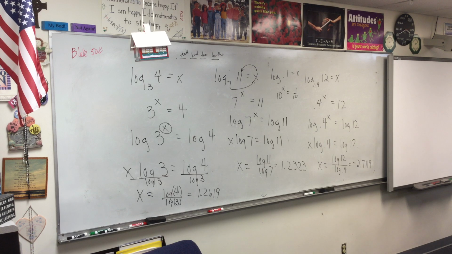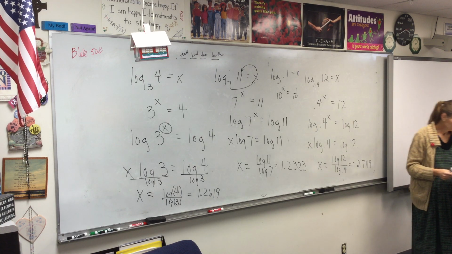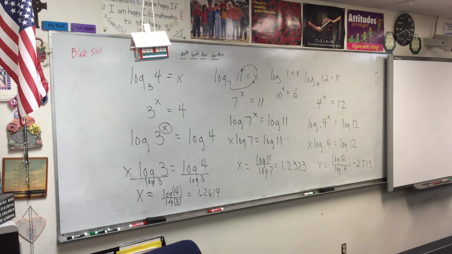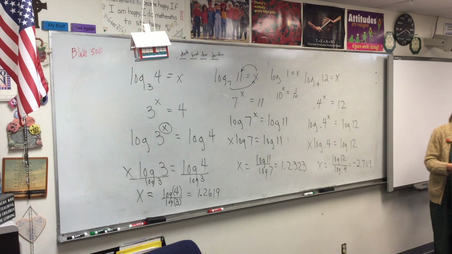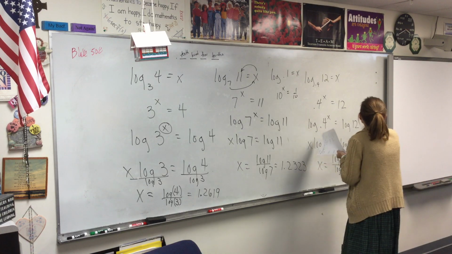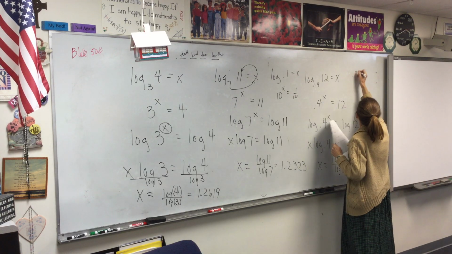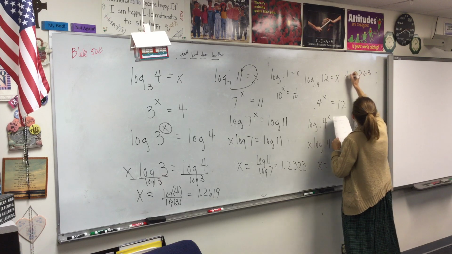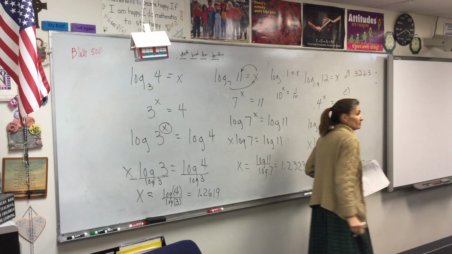Okay, how are we doing? Franny, what'd you get for D? 0.3263. There we go. 0.3263 is D. E.